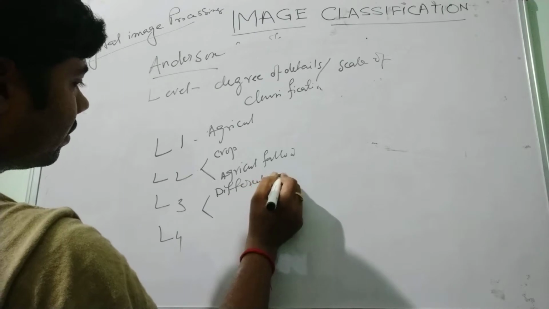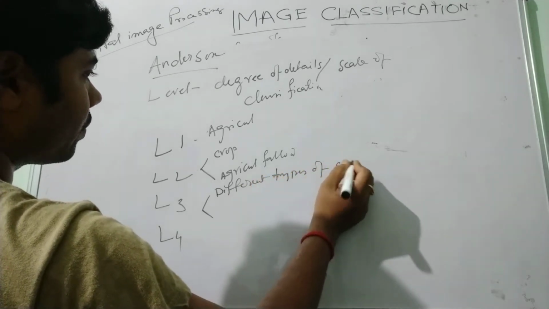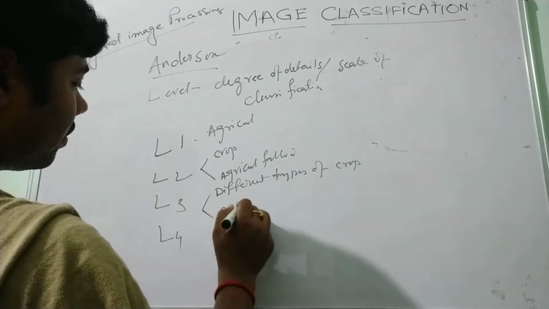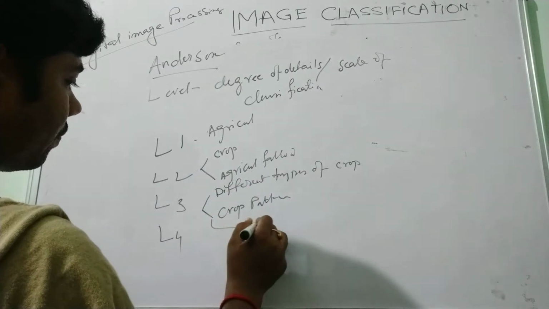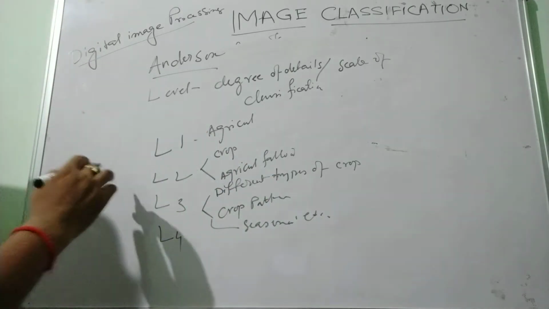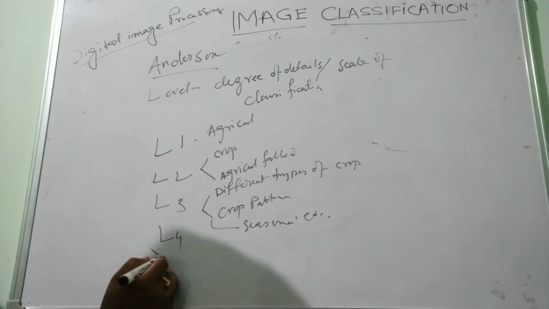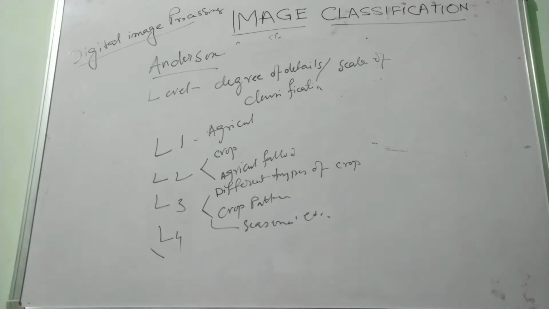Okay. Next, crop land is, suppose, different types of crop. It may be types of crop pattern, seasonal crop, etc. So when you are going to the level in details, we will get the degree of details of the classification.